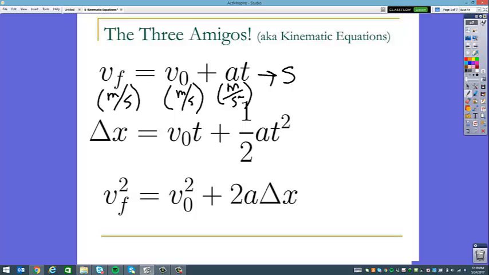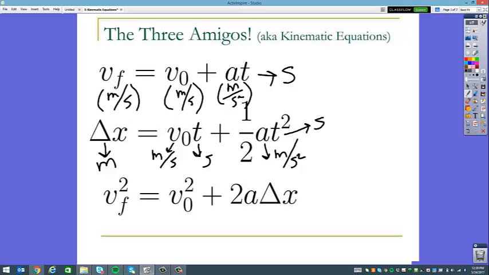This second amigo is your delta x. So delta x would be looking at your displacement. So that's going to have units of meters. V naught is still going to be in meters per second. Time, always in seconds. Acceleration, meters per second squared. And then time is in seconds.